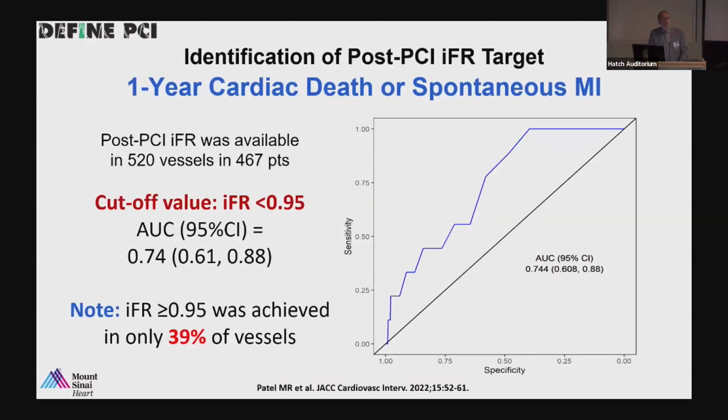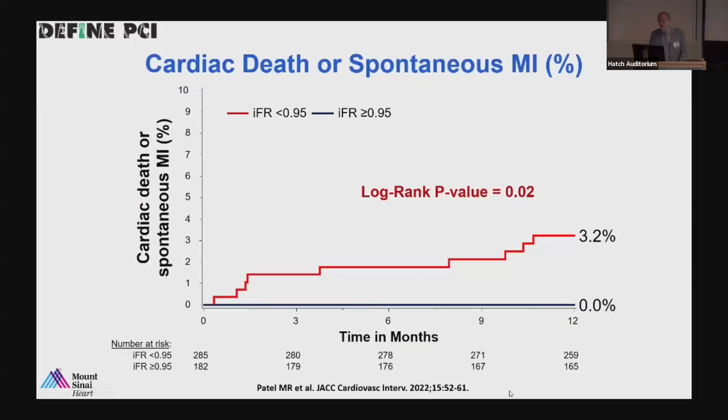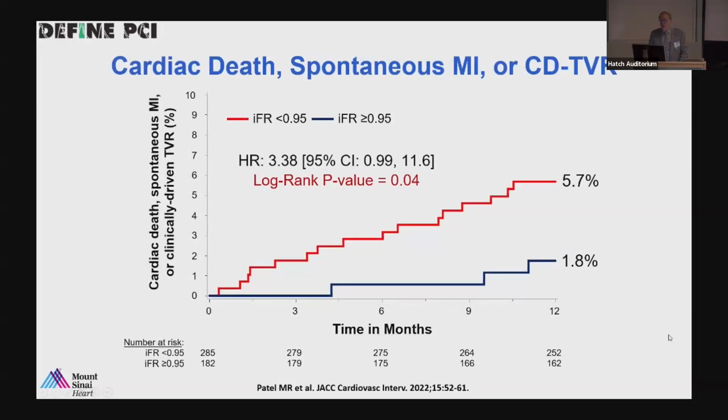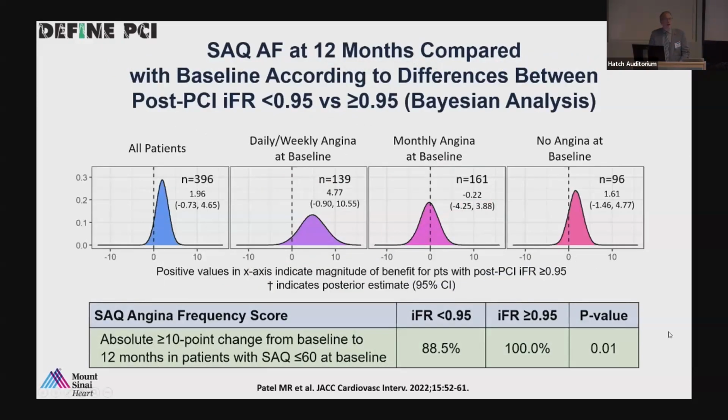When we actually looked at the predictors of adverse outcomes at 1 and 2 years, we needed to get the iFR up to about 0.95 to be associated with the prevention of death and myocardial infarction. So an iFR of around 0.95 correlated most strongly with freedom from both cardiac death and spontaneous MI. Here are the cases with greater than or equal to 0.95 versus less than 0.95. Again, no deaths or MIs in the patients where there was really no gradient down the vessel, versus 3.2%. And here are the MACE rates. And there were fewer symptoms in the patients that had an iFR of 0.95 or greater.